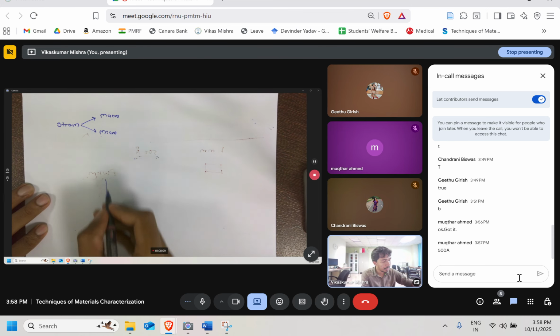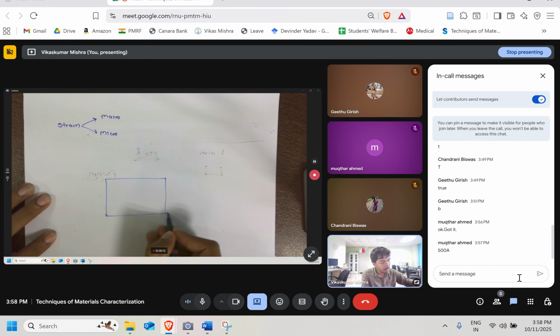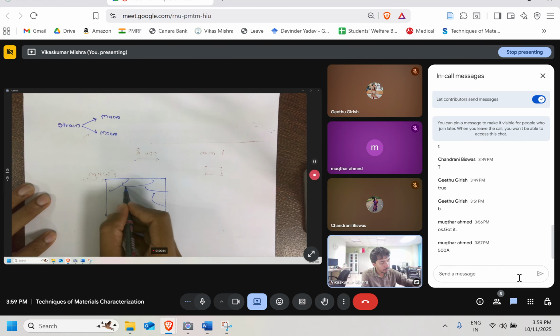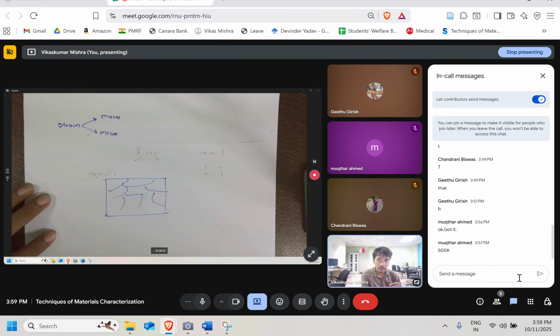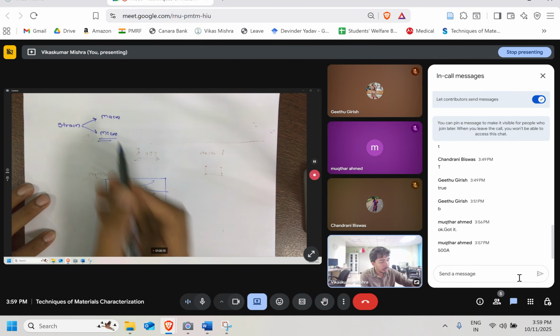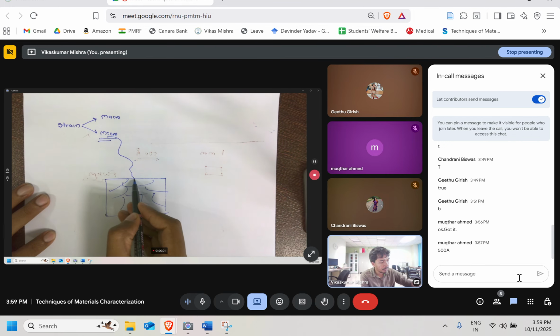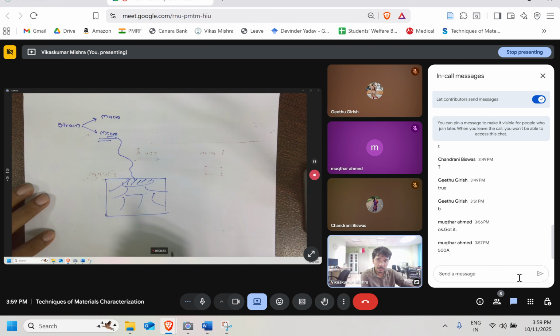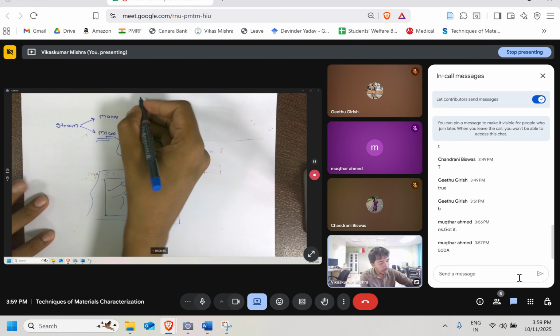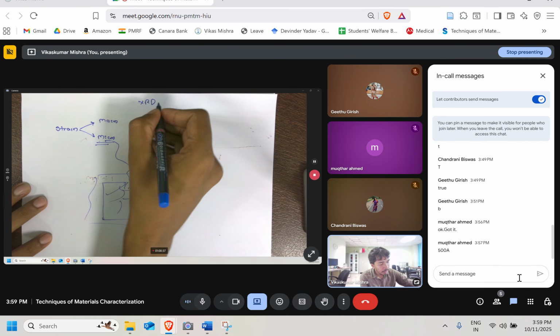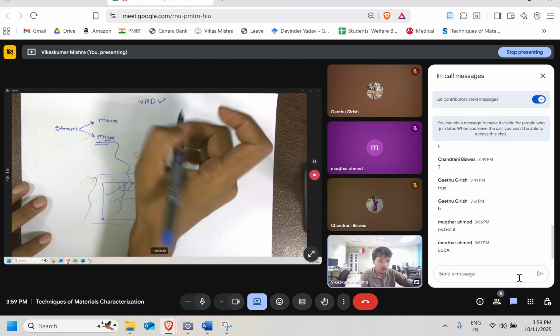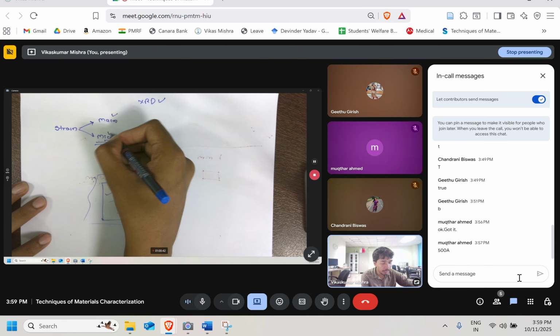Let's draw this microstructure. A microstrain can be associated with a particular region, and it can be associated with each grain. While for the macro, we are talking about the entire specimen, the strain of the entire specimen. Now, seeing the XRD pattern, how can we comment on the macro strain and the micro strain?